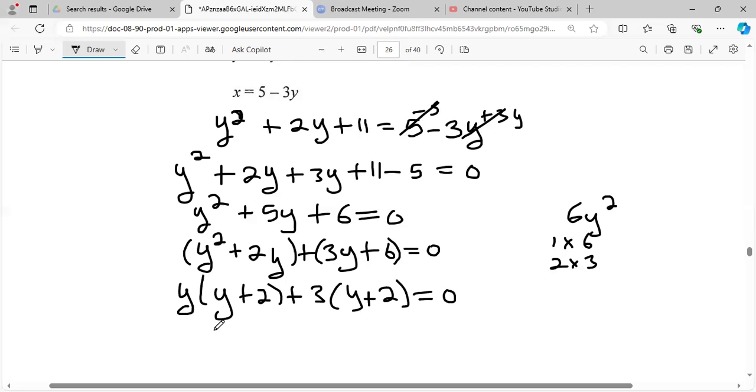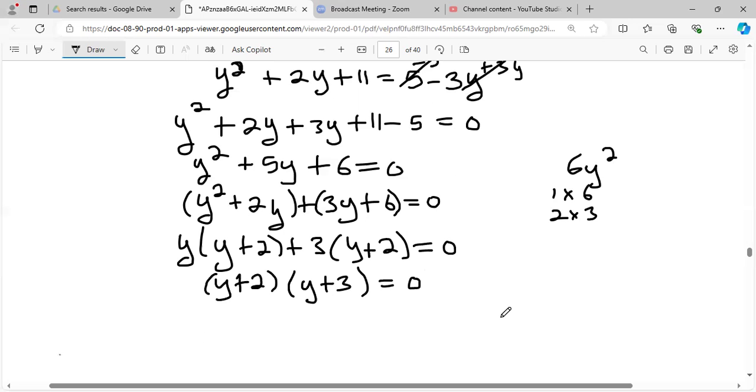Alright, so let's solve now. Well, not solve, we can finish factorizing, then solve. So we have y plus 2, which is common to both. So we take out that, and also what is outside, which is y plus 3. And that must equal 0. We're not finished, guys. We're just halfway there. Now we can find the value of y by equating both of them to 0.